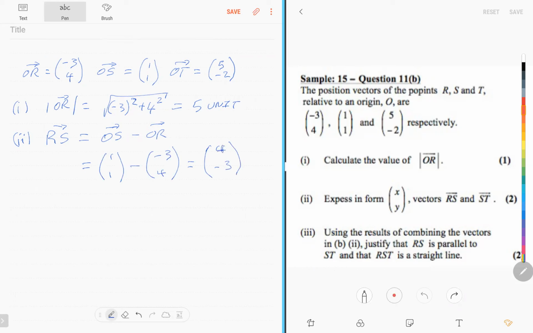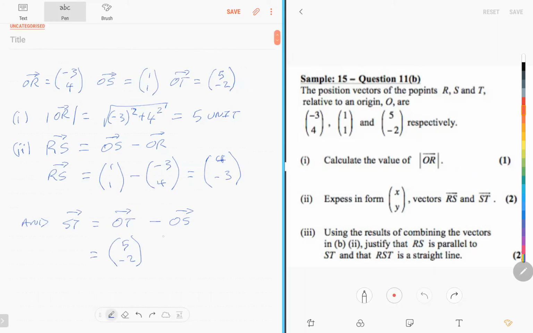And then we want the vector ST. Similarly, it is O times the last, which is OT, minus O times the first, which is OS. The OT is (5, -2), from up here, minus the OS, which is still (1, 1).